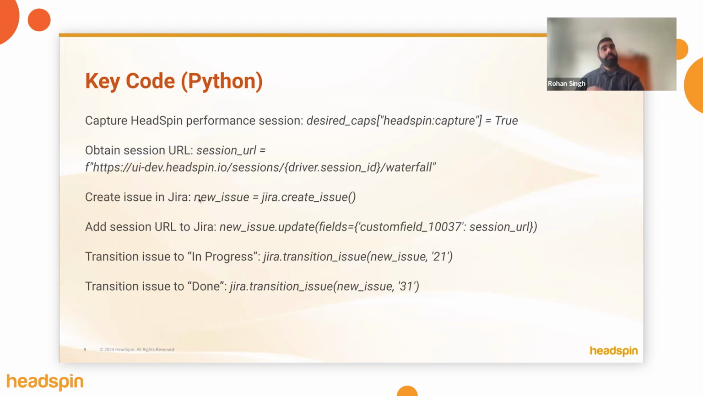Then to create a new issue in Jira, we use jira.createIssue, which is a first-party plugin created by Atlassian. Then we can add a custom field to add the session URL. After that, transitioning the issue to in progress, like I showed you, and transitioning the issue to done with these commands.